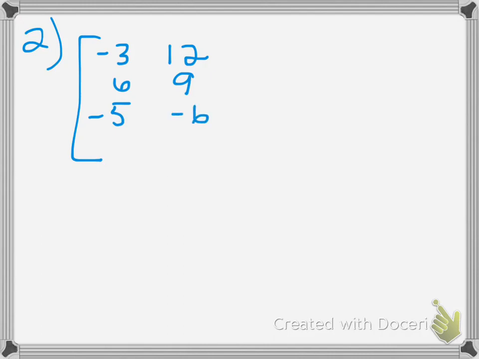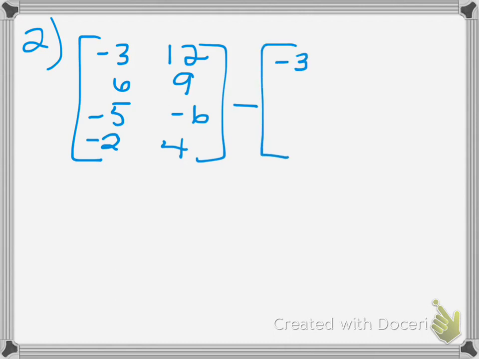All right, so now I have example 2, and I have -3, 12, 6, and 9, -5, -6, -2, 4, minus, so we're going to subtract these matrices. I've got -3, 6, -2, and of course I did this one by columns. Oh, excuse me, it's not -1, it's +1. And then I have 0, -4, 6, and 2.